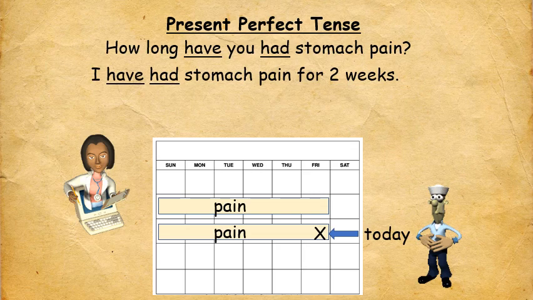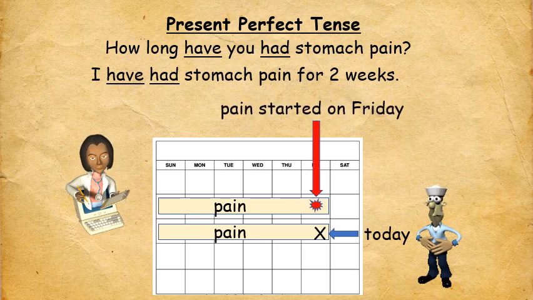Present perfect: I have had stomach pain for 2 weeks. The pain started 2 weeks ago on Friday. Present perfect tense.